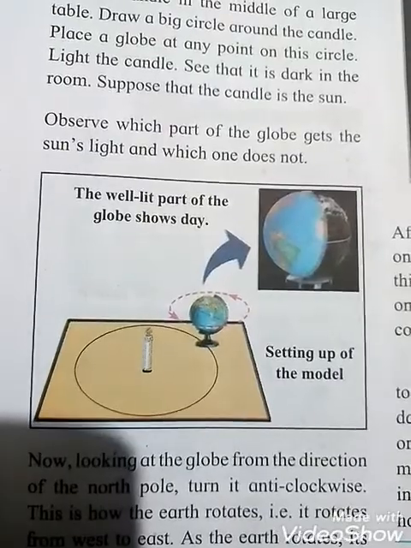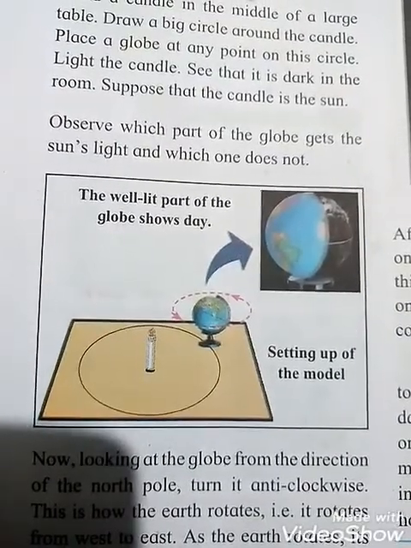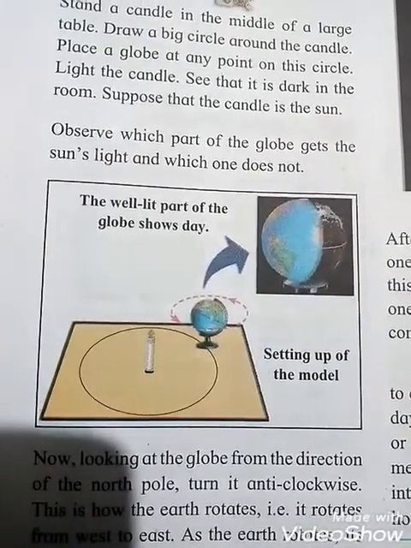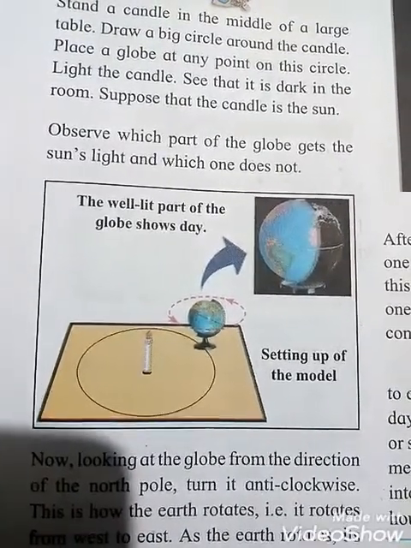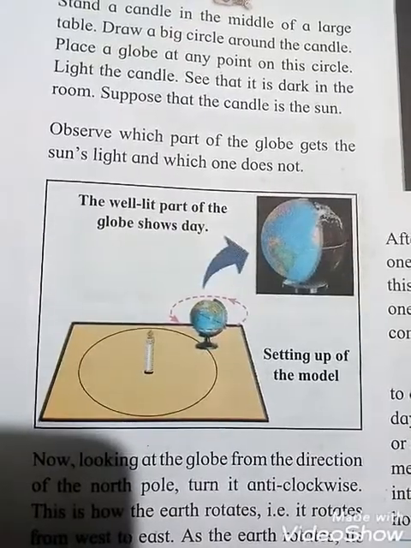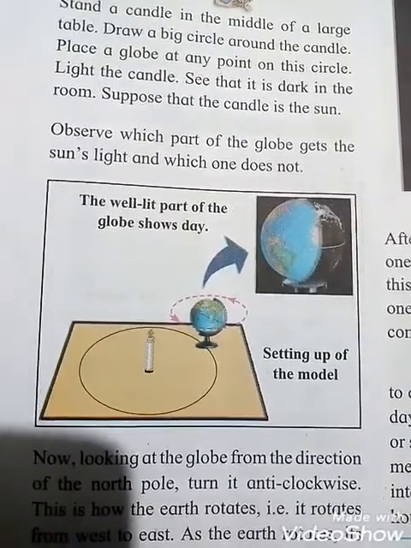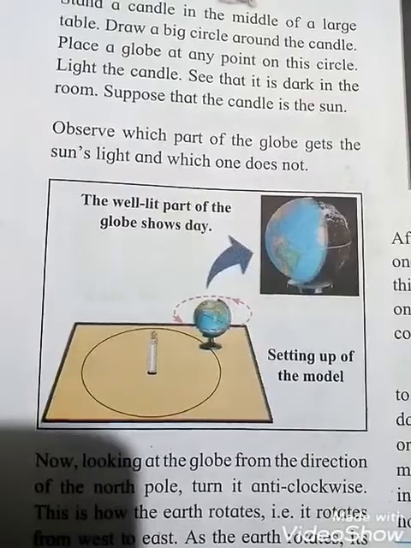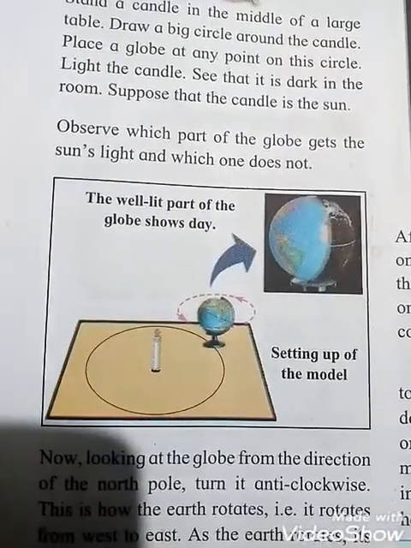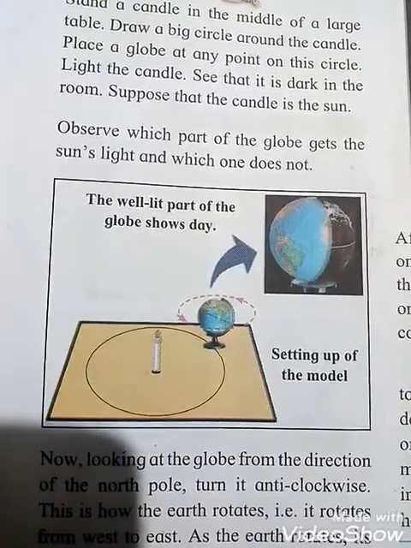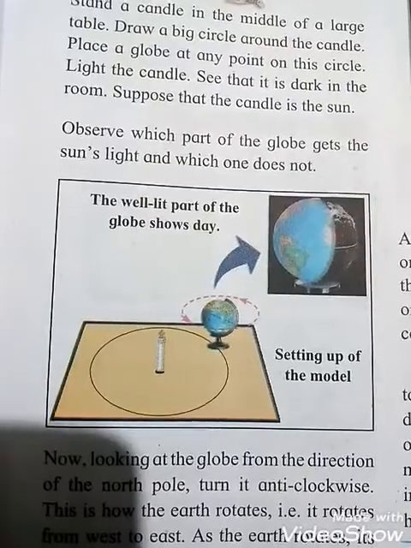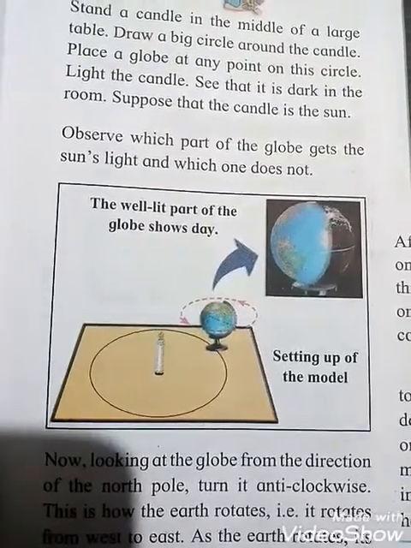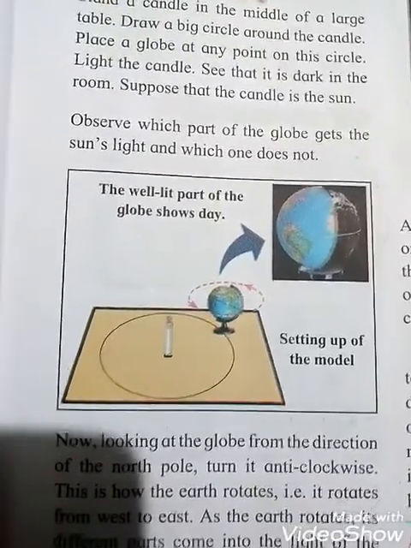That means the front place, with the help of the candle, the candle light reaches the front place, so there will be brightness there, but the back side will be dark. Why? Because the candle light does not reach that place, or we can't see the candle light on the back side. So the front side, because the candle light shines on that place, there will be brightness.